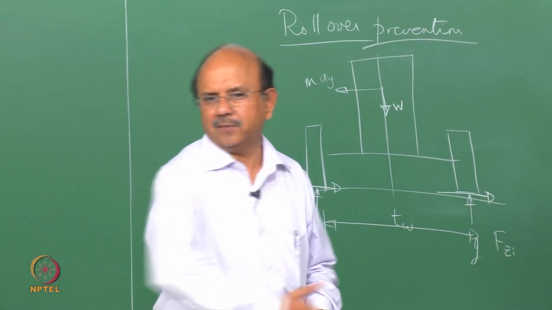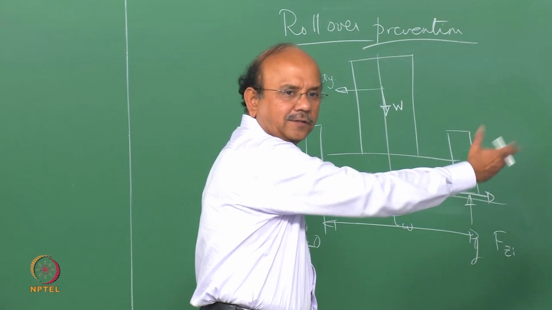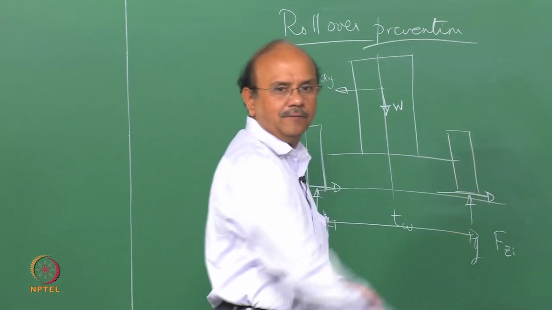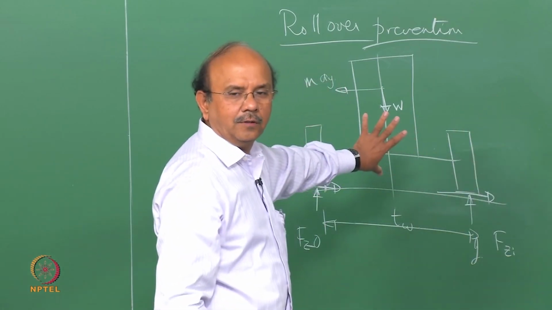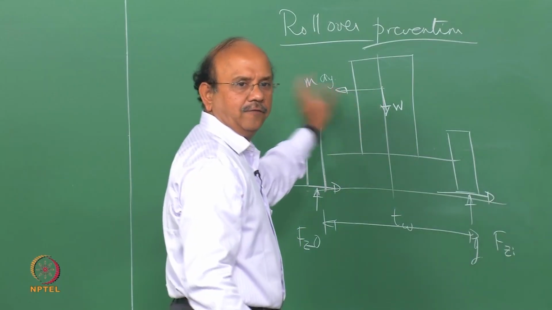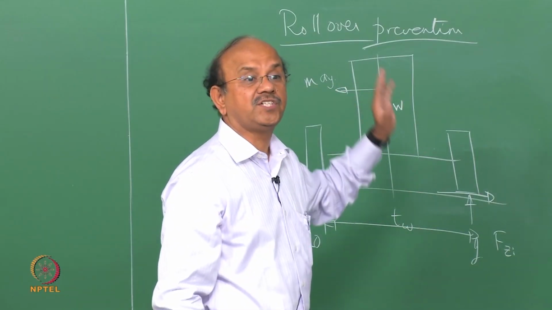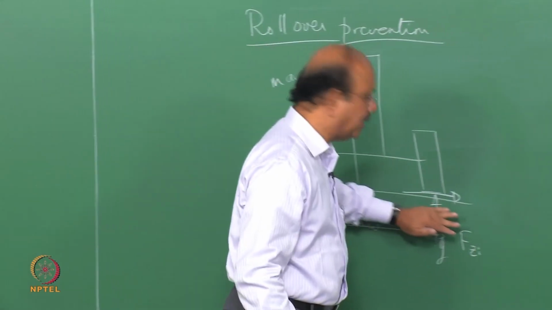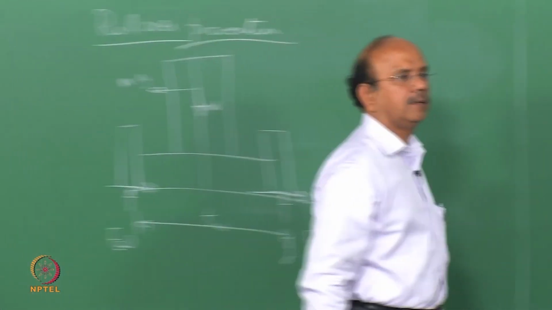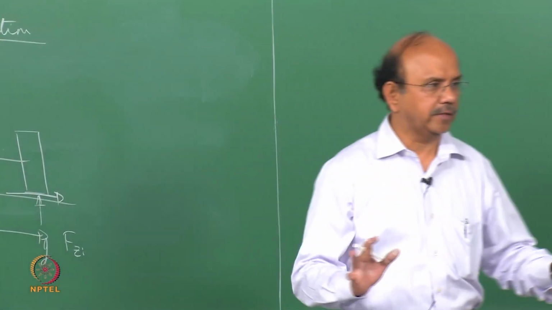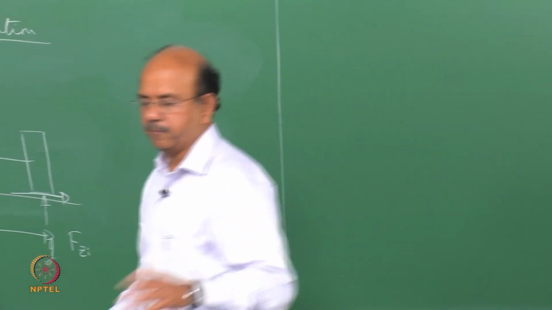How is it going to roll over? Now what am I doing? I'm going to take a turn to the right. Where will it turn over? Which side? To the left. Right? So I assume that the rollover condition is achieved when I lose contact of the inner tire with the road. This is the condition which I am assuming.